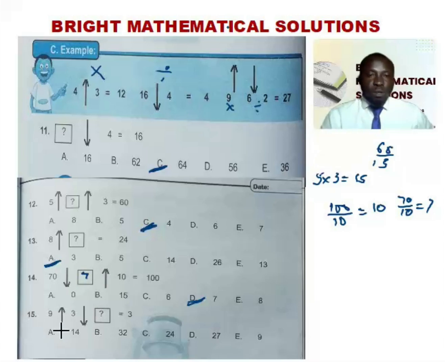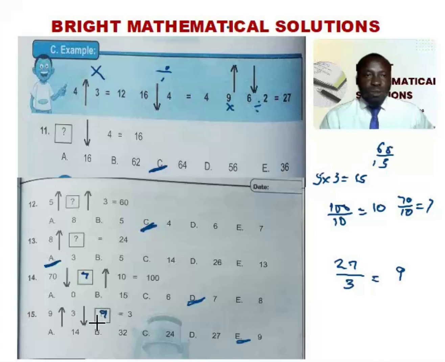So let us quickly look at the last one. We have 9 multiplied by 3 divided by unknown. They said it gives us 3. So 9 multiplied by 3 is 27. If you divide this 27 by the answer, that gives us 9. So our answer is E, which is 9.